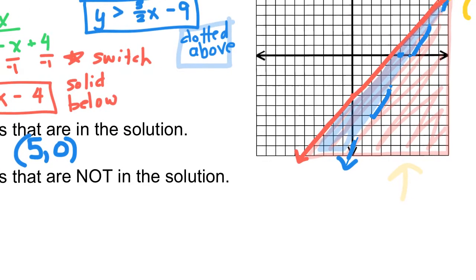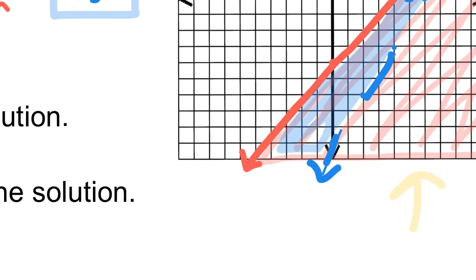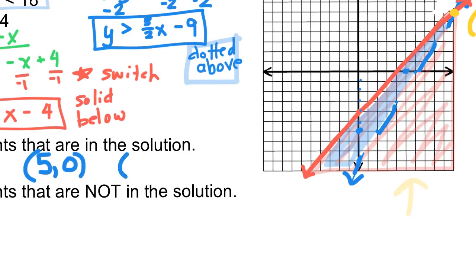Let's look for one that's on the y-axis. So this point right here is in the solution set. So let's find out what it is. 1, 2, 3, 4, 5, 6. So (0, -6) is in the solution set.